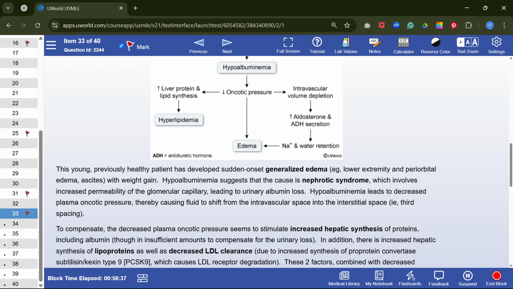Hypoalbuminemia leads to decreased plasma oncotic pressure, thereby causing fluid to shift from intravascular space into the interstitial space. To compensate, the decreased plasma oncotic pressure seems to stimulate increased hepatic synthesis of protein, including albumin. In addition, there is increased hepatic synthesis of lipoprotein as well as decreased LDL clearance.